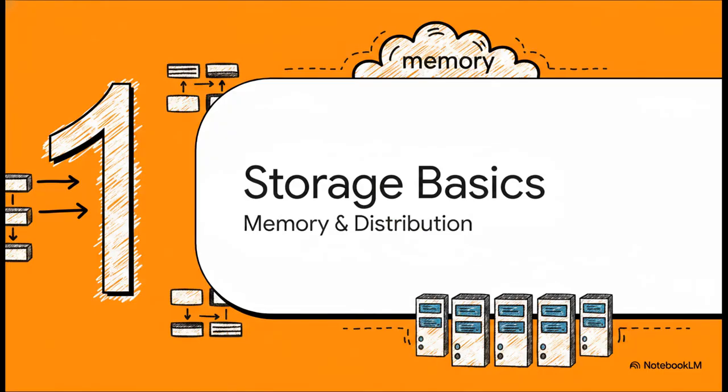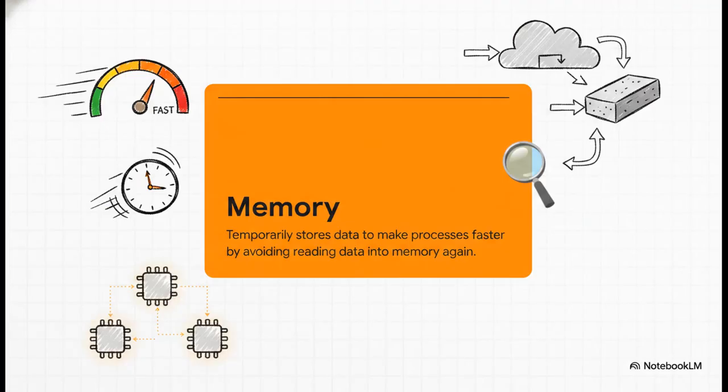All right, let's jump straight into Section 1, Storage Basics in HDFS, and specifically, the crucial role of memory and distribution. You see, a massive objective in HDFS is sheer speed. To get that speed, the system actively utilizes memory to temporarily store data in the computing environment. This is brilliant because it allows the system to completely skip the notoriously slow process of repeatedly reading data from scratch. By keeping essential data right there in temporary memory, subsequent processes run so much faster.